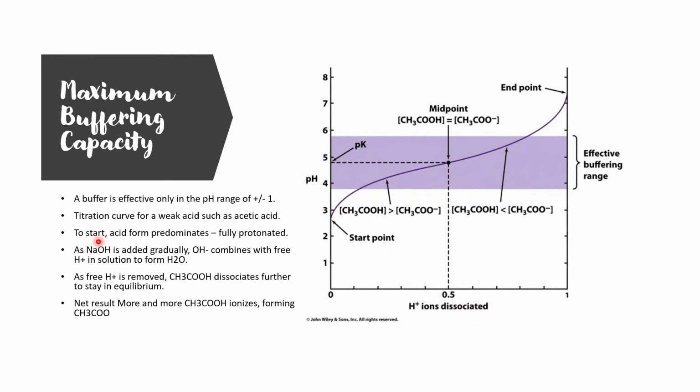And there is a term called maximum buffering capacity, meaning how a buffer can work in its effective buffering range. A buffer is effective only in the pH range of plus or minus 1.